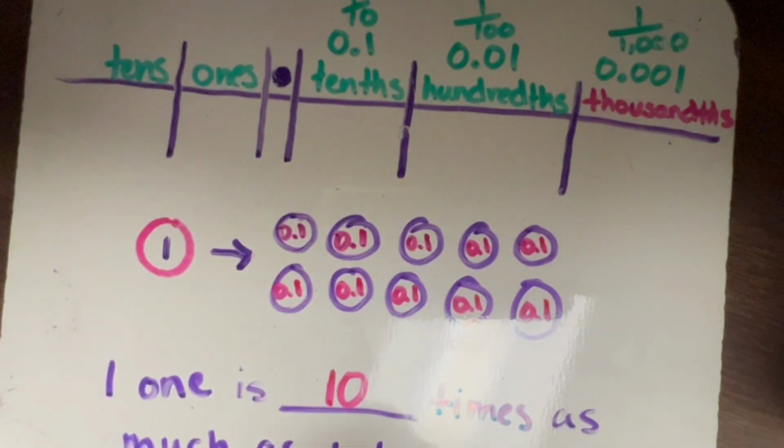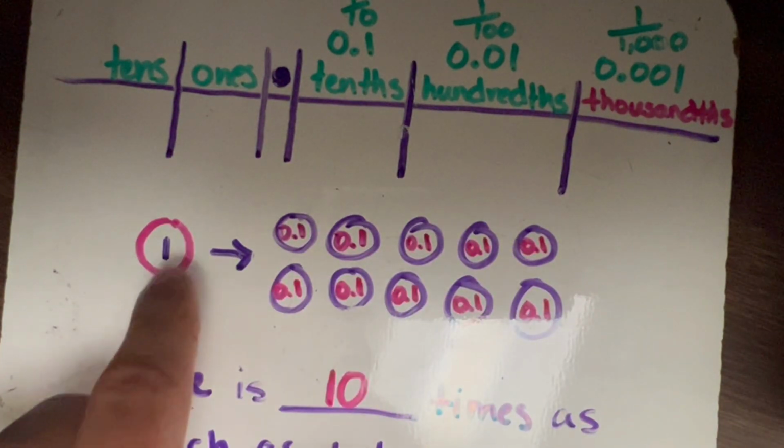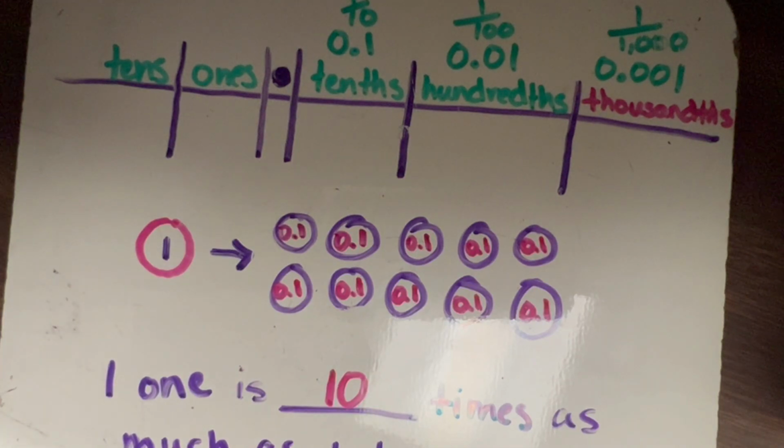So if you have 10 dimes in your hand, like this, you could trade that out for $1 and you have the same amount of money. That's what that's showing.